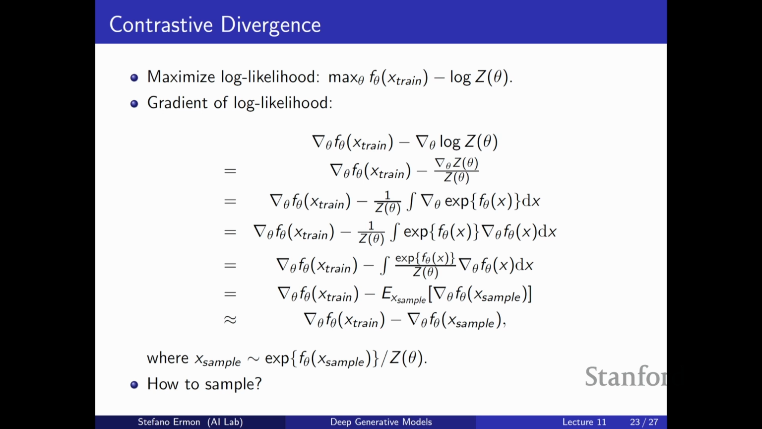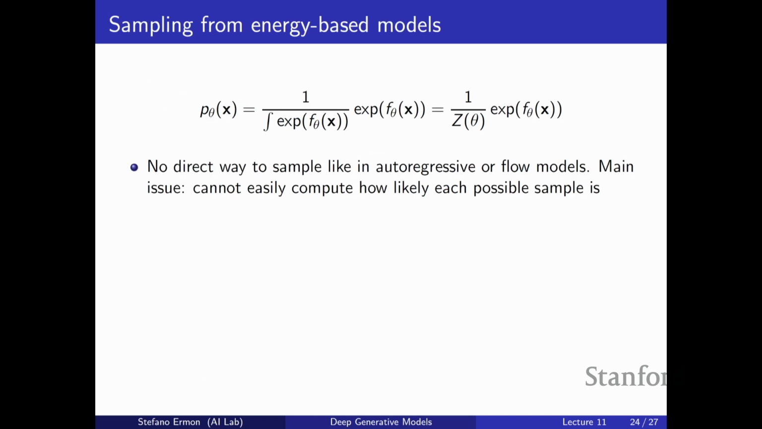The main thing that remains to be seen is how do you get samples. We still don't know how to sample from these models. The problem is that we don't have a direct way of sampling like in an autoregressive model, where we can just go through the variables one at a time and set them by sampling from the conditionals. And we cannot evaluate the probability of every data point, because that requires knowing the partition function.